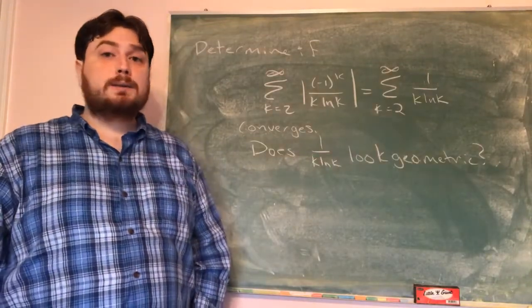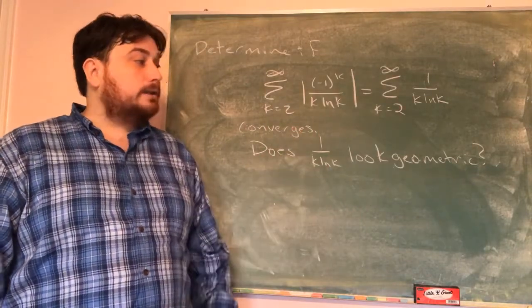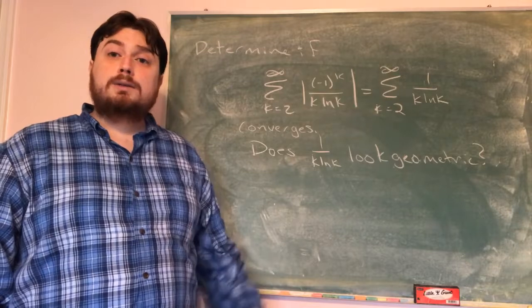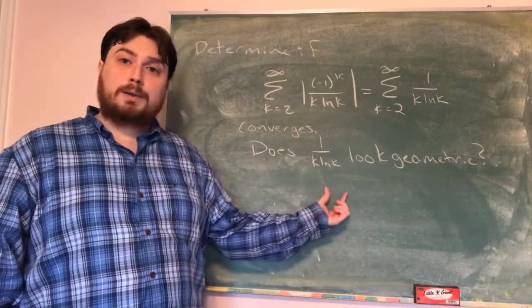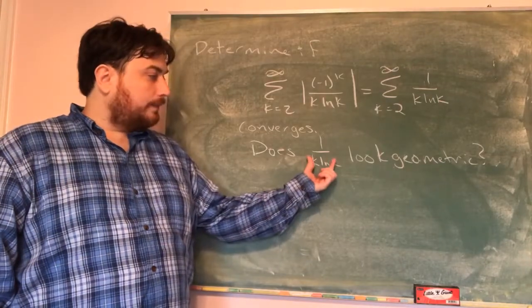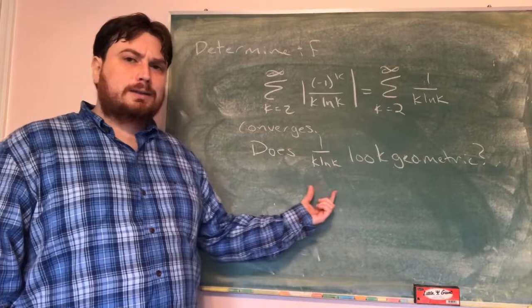Now our next question is, do the terms look geometric? That is, does 1 over k natural log of k look geometric? If we want a geometric series, we want to find the new terms by multiplying by something. So I can get from this term to the k plus 1 term by multiplying, but that's not exactly what's happening here.